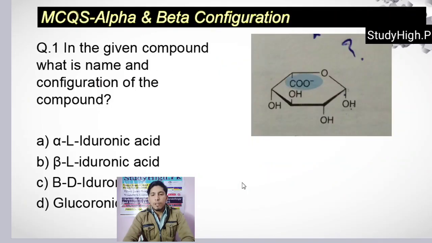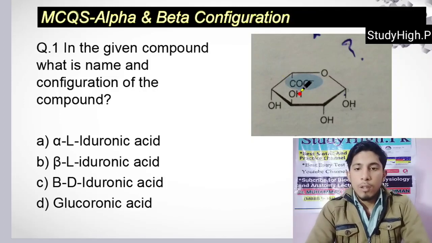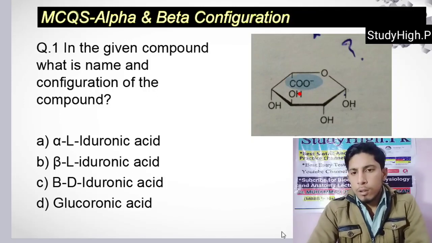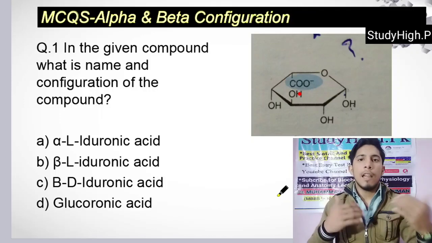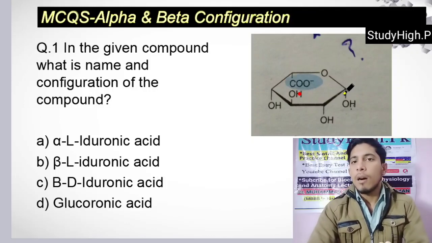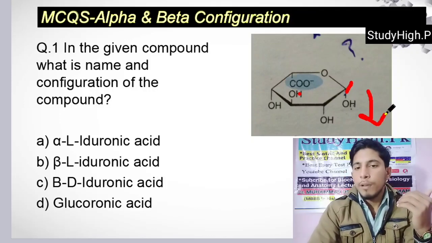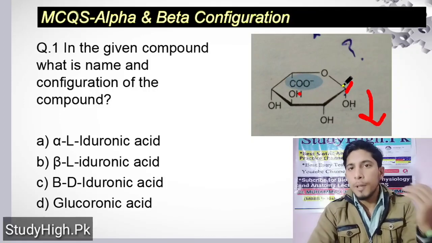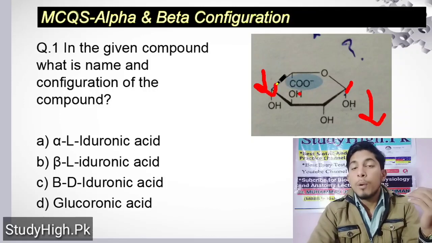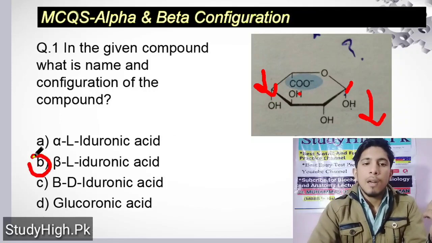First of all, you must know that this is the L form of iduronic acid, because the COO negative, the carboxylate, is in L form in the Fischer projection. So you must know in the ring whether it is in L form or D form. Second, we discuss whether it is the alpha form of iduronic acid or beta form. Now, it is the anomeric carbon and the hydroxyl group is projected downward, whereas this is the carbon that is furthest away from the anomeric carbon and it is also projected downward. So both are in cis form. That's why we can say that it is beta L iduronic acid. B is our correct option in question number 1.